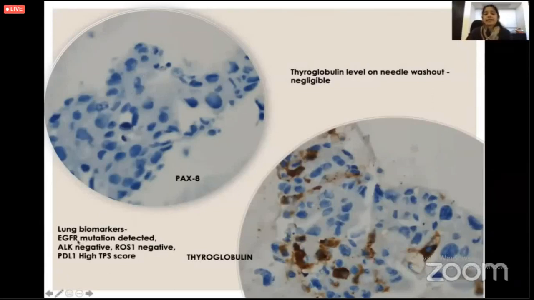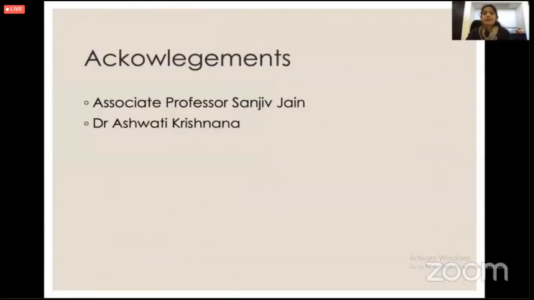In this particular case, yes, there was an EGFR targetable mutation detected. ALK and ROS were negative, and the PDL1 score had a high TPS score. So that was an unusual case. I thought I will share with you.